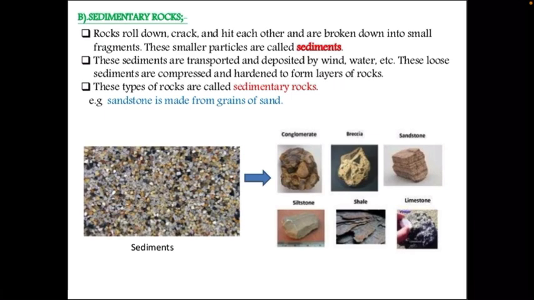The third type are the metamorphic rocks. Igneous and sedimentary rocks can change into metamorphic rocks when there is great pressure and heat inside the earth. They convert into metamorphic rocks. For example, clay changes into slate and limestone changes into marble. So this shows that the igneous rock or the sedimentary rock under great heat and pressure can be converted into metamorphic rocks.